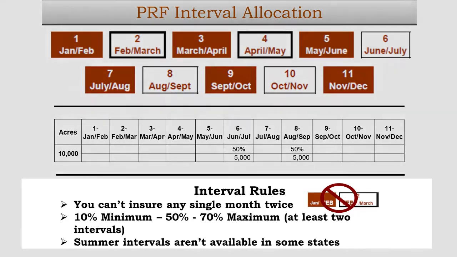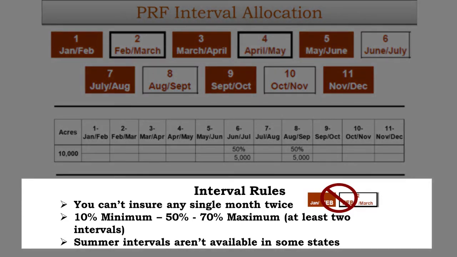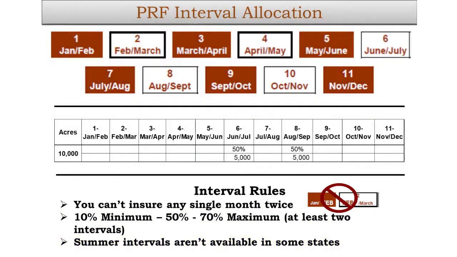There are a few rules in the interval allocation process. Number 1, for ground in the same grid, you can't insure intervals sharing the same month. Number 2, at least 2 intervals must be chosen. The minimum percent of coverage is 10% for an interval, and the maximum ranges anywhere from 50 to 60% of coverage depending on the state. Number 3, the summer intervals are not available for coverage in some states due to the low historical average precipitation.